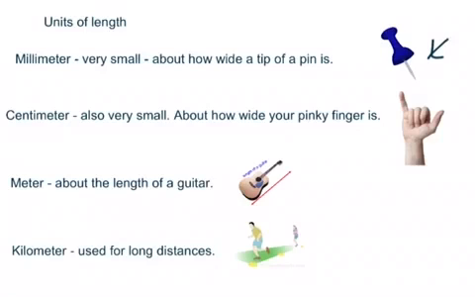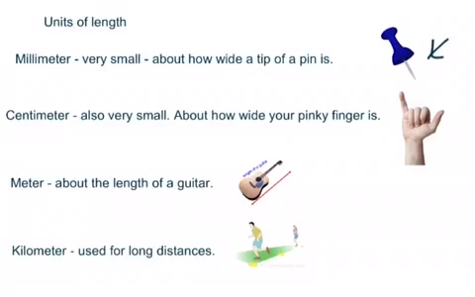A meter is about the length of a guitar. So how long that guitar is, it's about a meter. And then a kilometer is used for really, really long distances, like how long a race would be. Or if you go for a run or a bike ride, you would be using kilometers. Also, from city to city, anything like that, you would want to use kilometers.